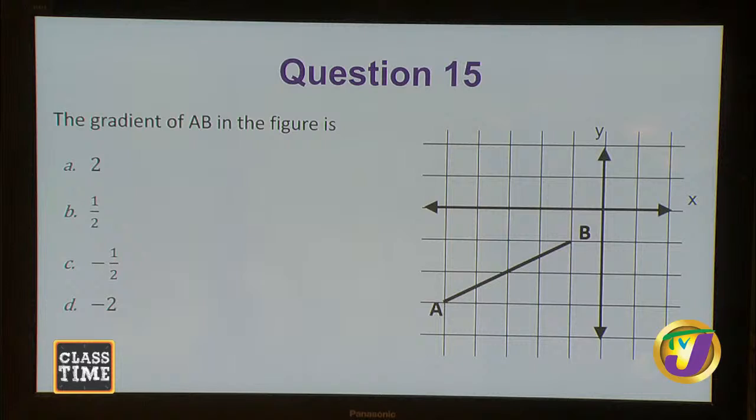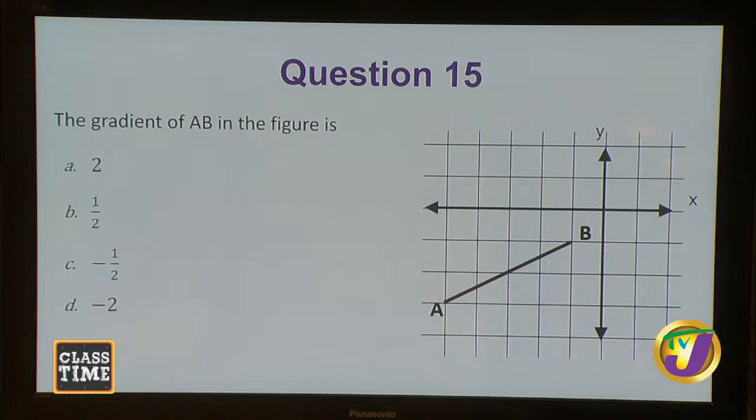So question 15 asks us about the gradient. We're going to read the question. The gradient of AB in the figure is? Okay, so this time we didn't get an equation, but we got a diagram. A graph. A graph. Okay. So I'm looking at this, Latoya, and reading my graph from left to right, I'm seeing that I'm pretty much going up a slope. Positive. Going up a slope. So I'm expecting my gradient to be positive, right?